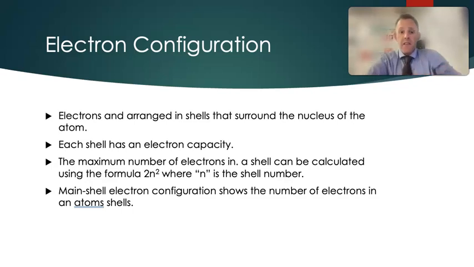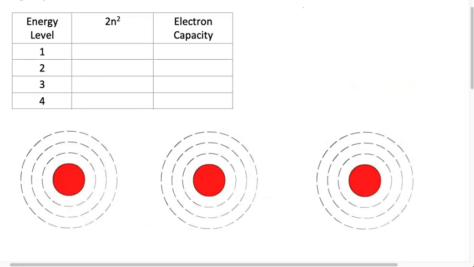The idea is that your electrons are arranged in shells that surround the nucleus of the atom, and each of these shells has a specific capacity of electrons. The maximum number of electrons that can be held within a particular shell, we calculate using the formula 2n squared, where n is the shell number or the energy level of that shell. Main shell electron configuration shows the number of electrons in an atom's shells. It doesn't go into the same detail as the others, but we'll have a look at how it works.